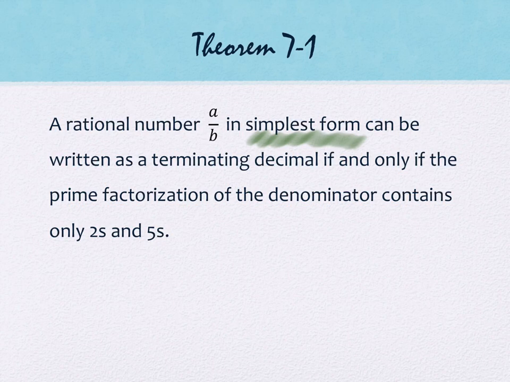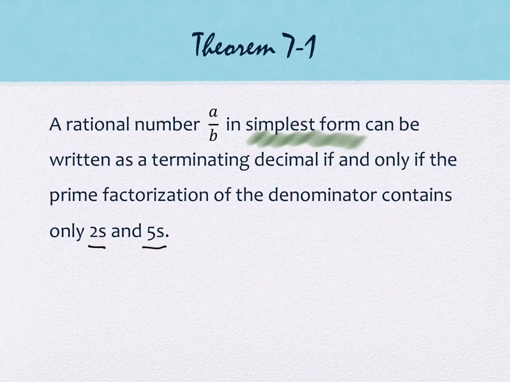Then this can be written as a terminating decimal if and only if the prime factorization contains only 2's and 5's. It doesn't mean it has to have both. It means it can't have anything else. So it can't have a 3, and it can't have a 7, and it can't have an 11. It can have 2's, it can have 5's, or it can have 2's and 5's. And if it can be broken down that way from the reduced fraction, then we will get a terminating decimal.